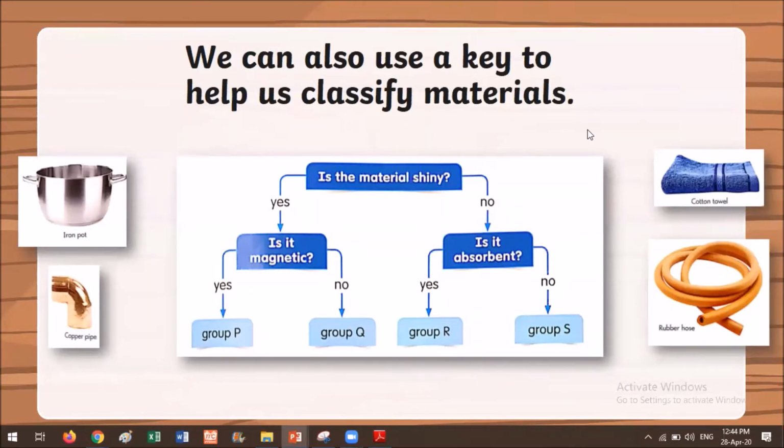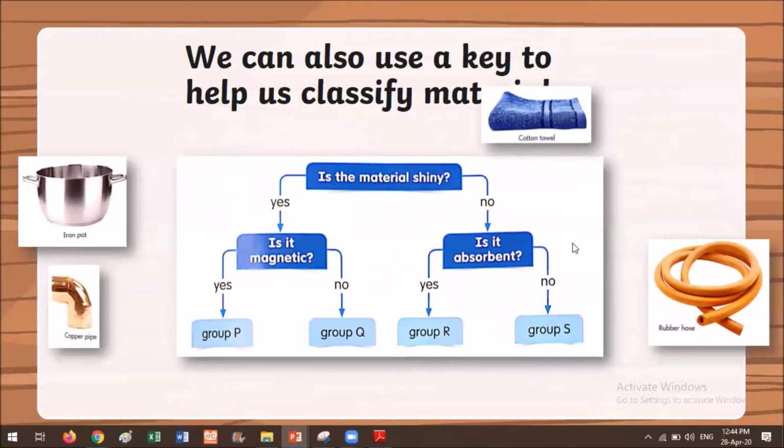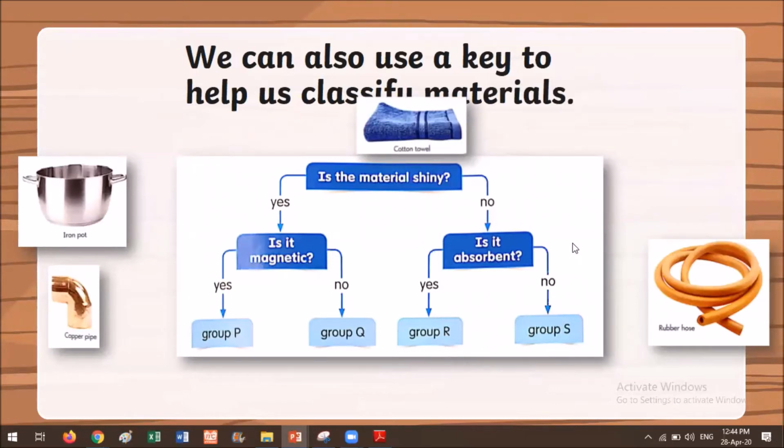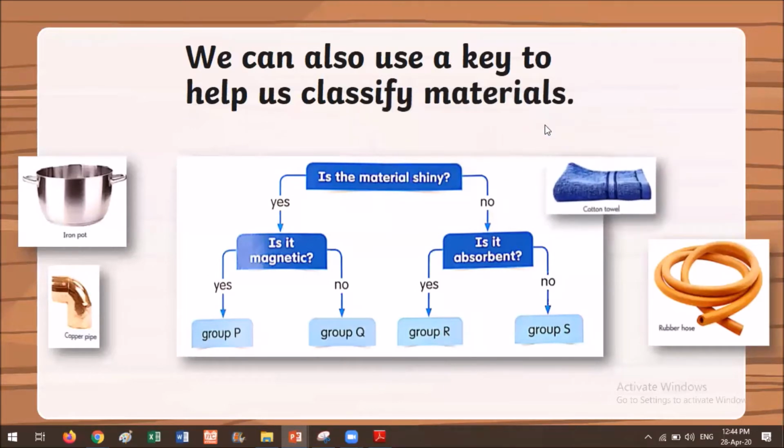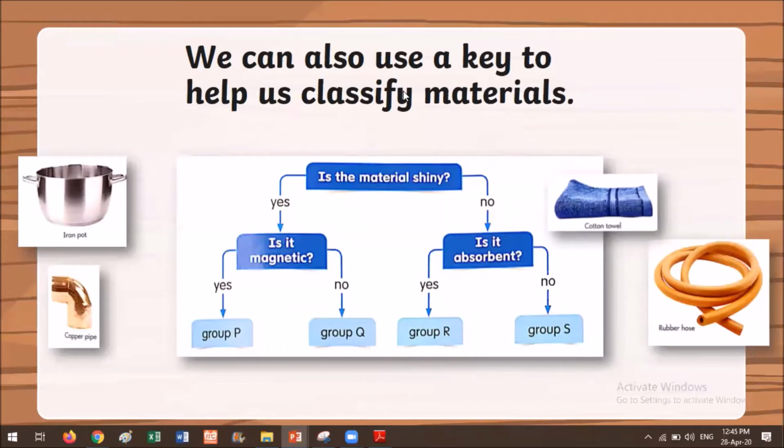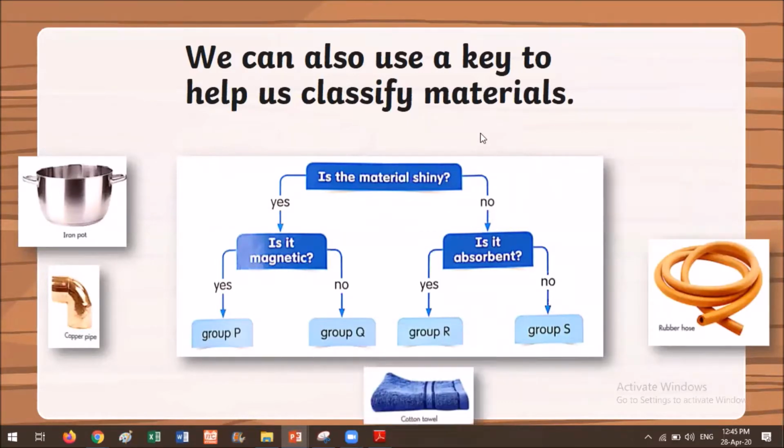Now let's have hands up who can hear me clearly and wants to do the first one of these. Jada. So let's start with the first material. Let's start with a cotton towel. Jada, is the cotton shiny? No. No, good. So we take it down to no. Is the cotton towel absorbent? Yes. Yes, good. So we take it down to group R. Thank you.